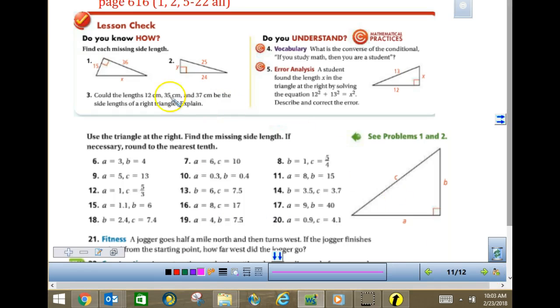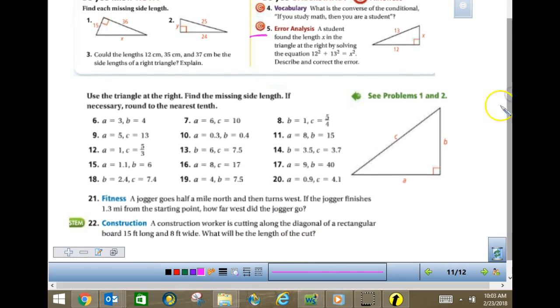So tonight's assignment, you are doing on page 616, question 1, 2, and then question 5, they're asking you for the error, and then 6 to 22. So those last couple questions are asking you to take a look at those, try and figure out which one you are doing.